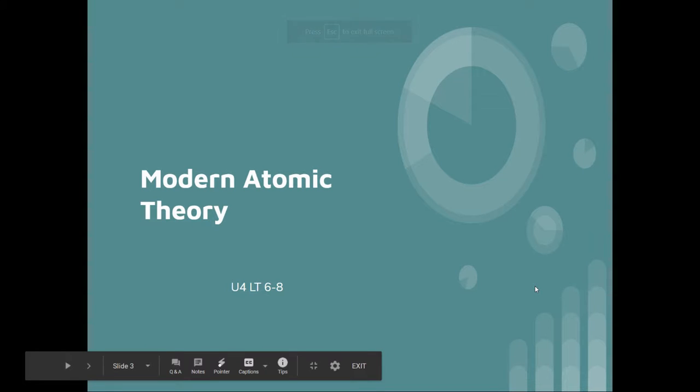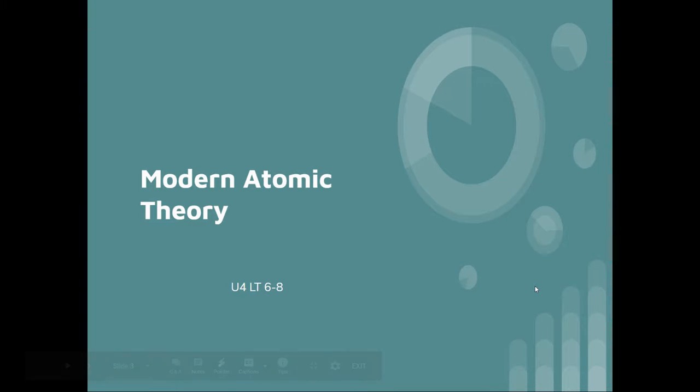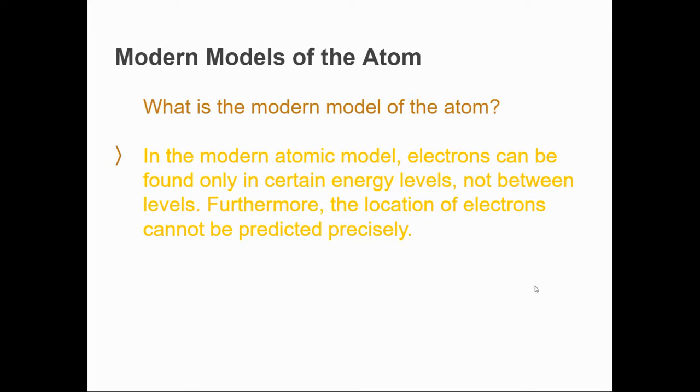All right, so we're going to move on to the last learning target of this unit, which is the modern atomic theory. So what is the modern model of an atom? The big thing is that electrons can only be found in certain energy levels, not in between those levels, but the precise location of an electron cannot be easily predicted.